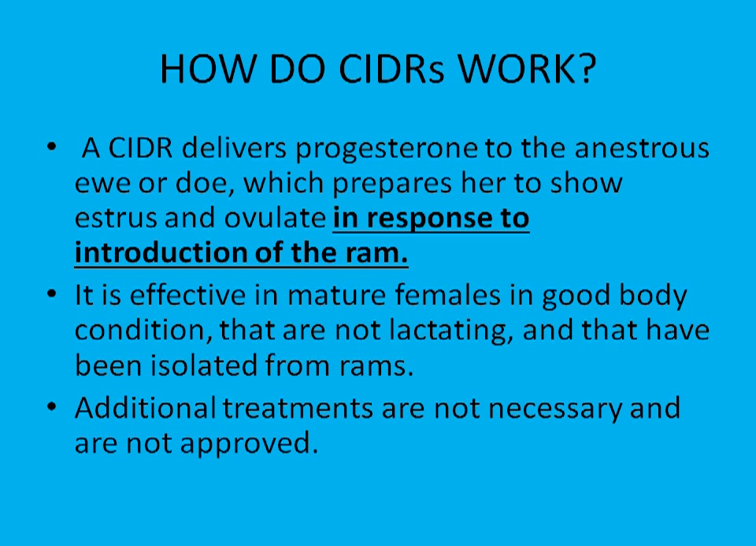When we pre-treat with progesterone, we now get estrus and ovulation together about 45 to 60 hours after that ram is introduced. So it's effective in mature females that are in good body condition, that are not lactating, and we'll talk more about that, and that have been isolated from rams. And with that, additional treatments are not necessary, and we have no other approved treatments to go with it at this point in time in this country.